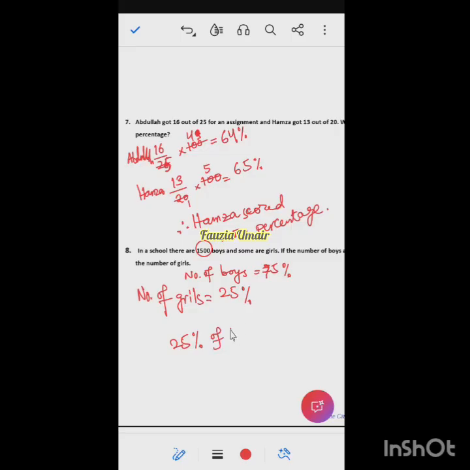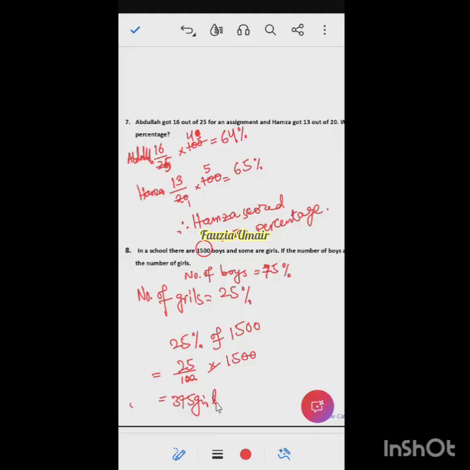This is the question: 25% of 1500. 25% means 25/100. Of means multiply, so multiply by 1500. Cut two zeros with two zeros. And 25 into 15 is 375. So 375 girls are there.